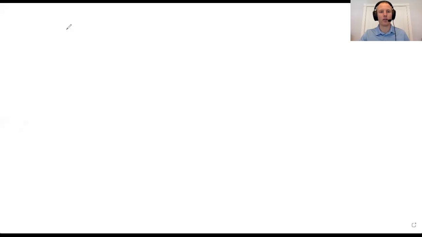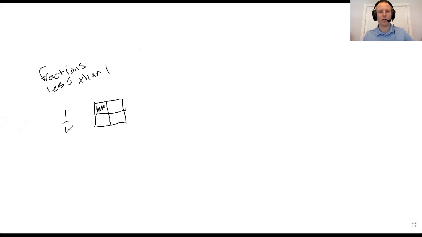Let's get a basic understanding of why we can have fractions greater than one. So we know that fractions less than one look like this. So we might have a square, and we can split that square into 4 parts. And we could say that this is a chocolate bar, I ate 1/4 of the bar, I ate 1 out of the 4 sections. But we can also have fractions greater than 1.